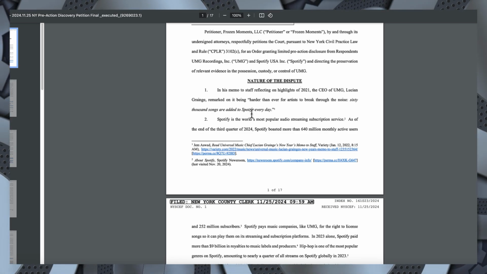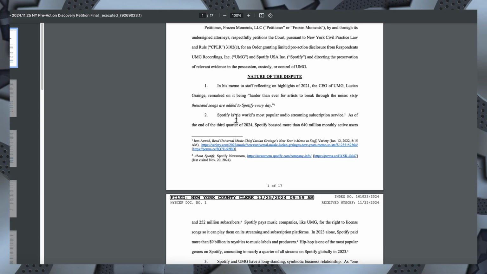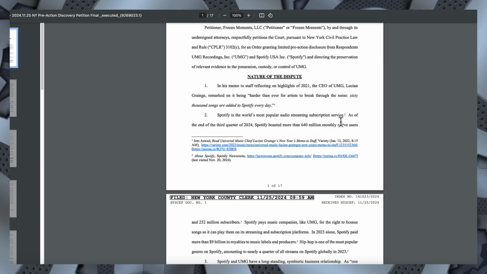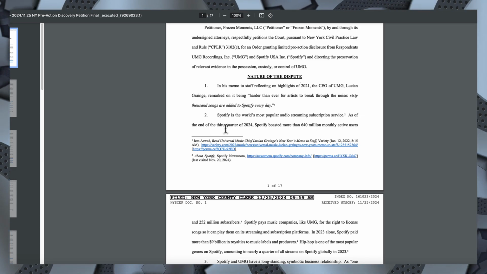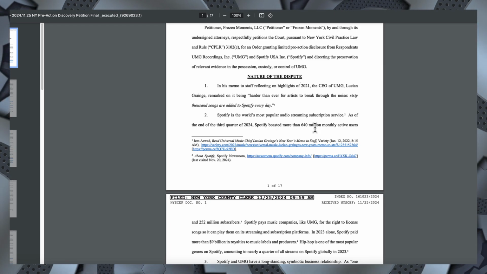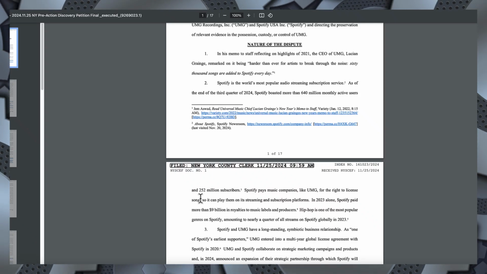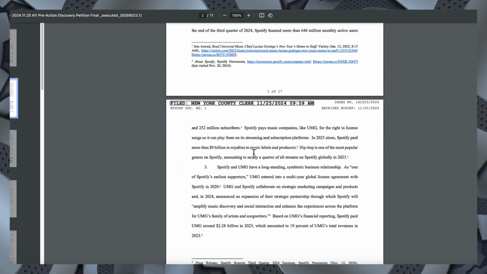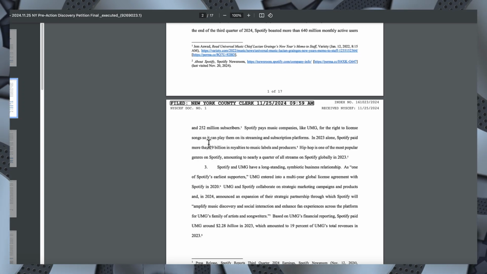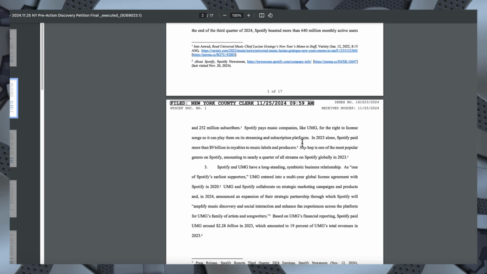60,000 songs are added to Spotify every day. Spotify is the world's most popular audio streaming subscription service. As of the end of the third quarter of 2024, Spotify boasted more than 640 million monthly active users and 252 million subscribers. Spotify pays music companies like UMG for the right to license songs so it can play them on its streaming and subscription platforms.